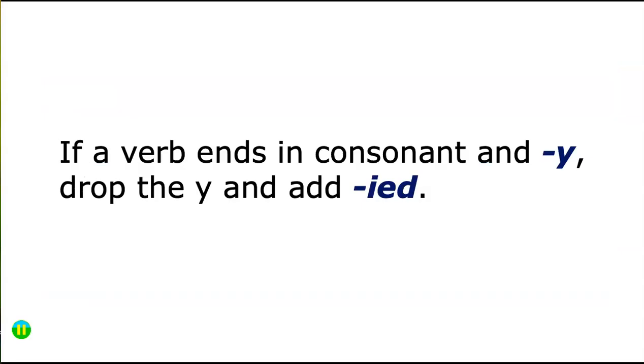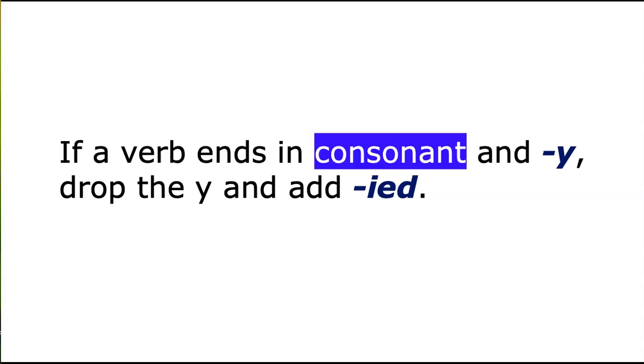If a verb ends in a consonant and the letter Y, we drop the Y and add IED. And remember, the alphabet has 5 vowels, A, E, I, O, and U. All the rest of the letters are considered consonants. Now you've noticed I've highlighted the word consonant.